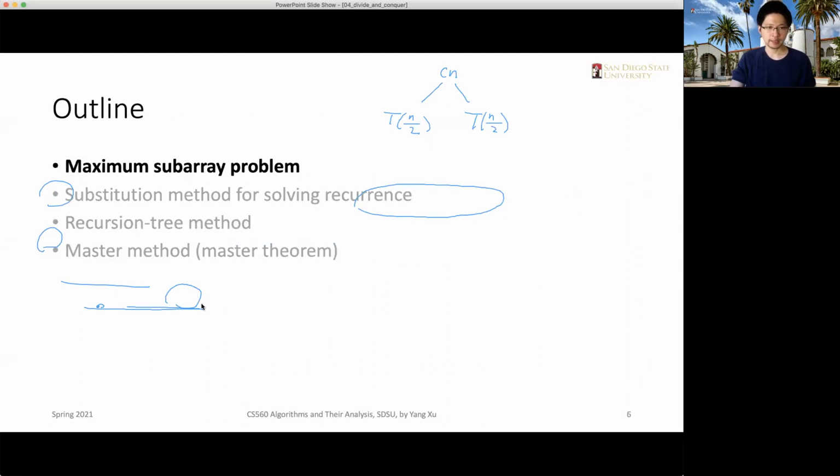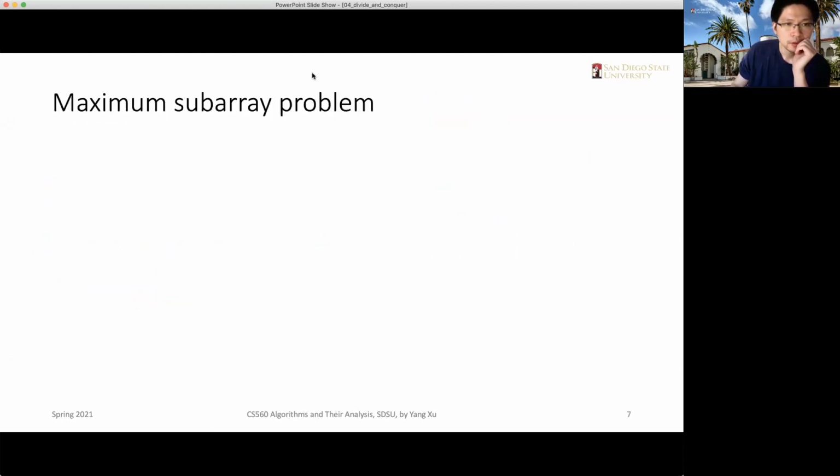Anyway, that is basically how we organize the outline for the remainder of this lecture. We will look at an example, using the maximum subarray problem to more systematically introduce the divide and conquer approach. Let's look at the problem.